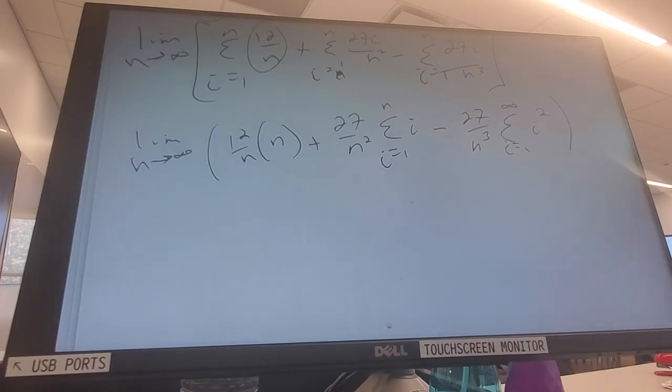What I'm trying to do is strip it down to its i dependence. Because then do I have formulas that tell me how to do the sum of i and i squared? Do you have formulas that do that? If only.